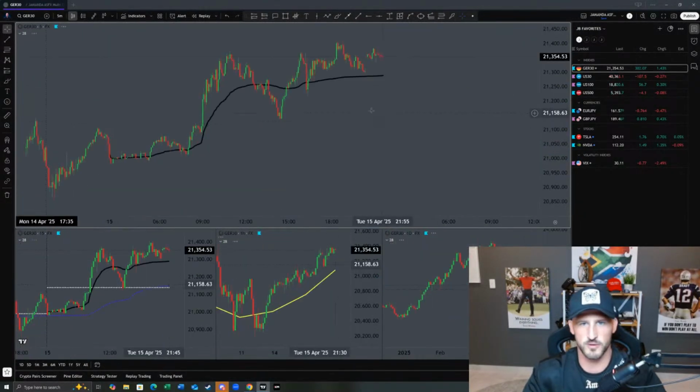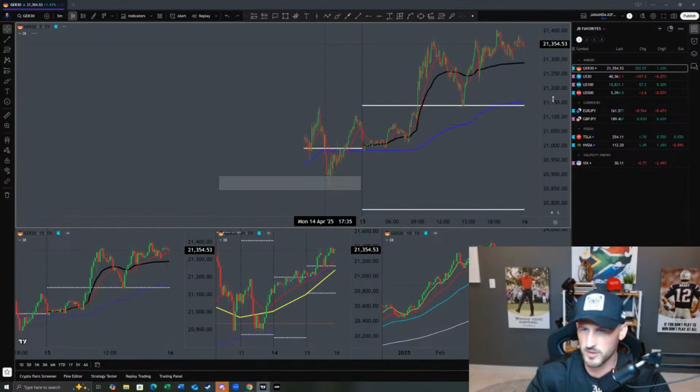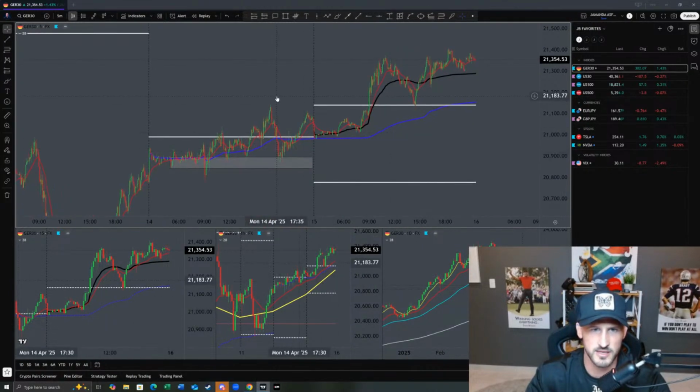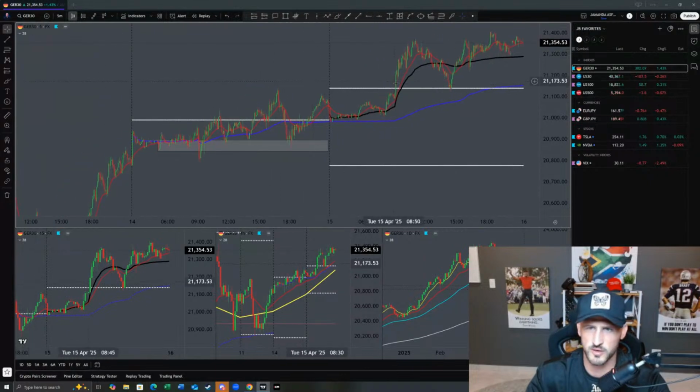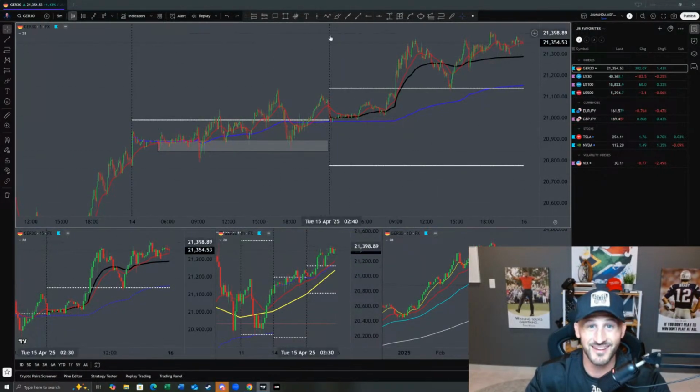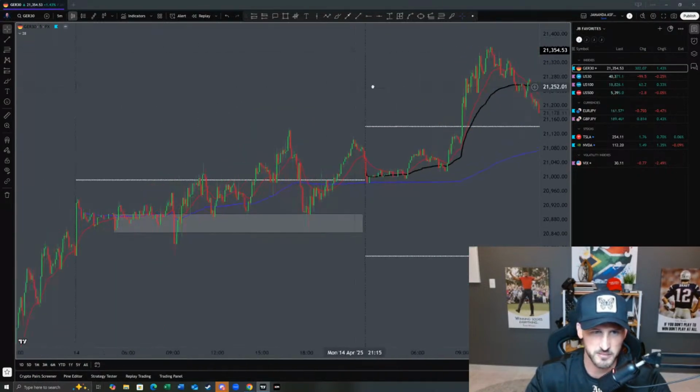So DAX German 30. And as you can see, we're actually making some great new highs here to start the week. I ended up, however, taking a loss when I maybe should have been buying it yesterday. In the London session, I'm finding that the London session has been my best session for trading the DAX. So let's speak about it.